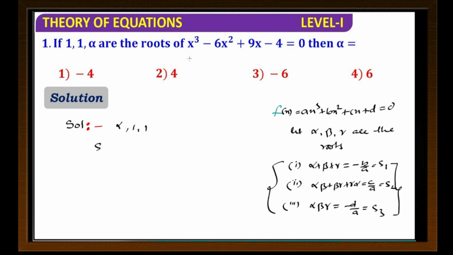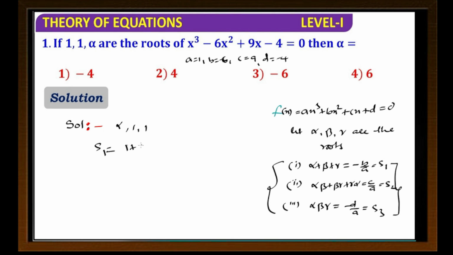Here in the given question, x cube minus 6x square plus 9x minus 4, if you compare with cubic equation, a equals 1, b equals minus 6, c equals 9 and d equals minus 4. So three roots are given, 1, 1, alpha or alpha, 1, 1. Now using the formula of S1, what about formula of S1? That is sum of the roots.